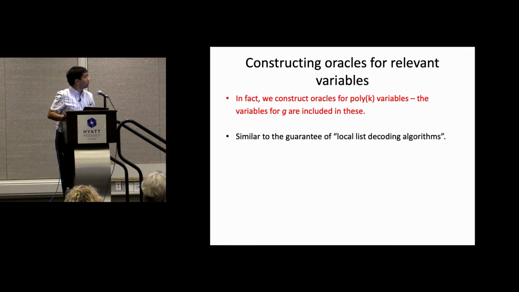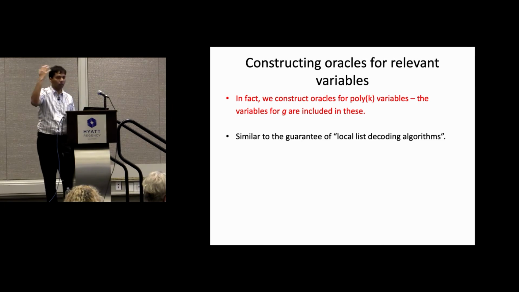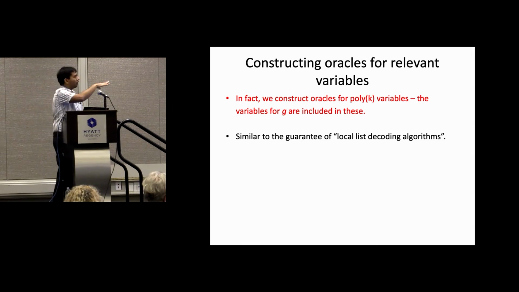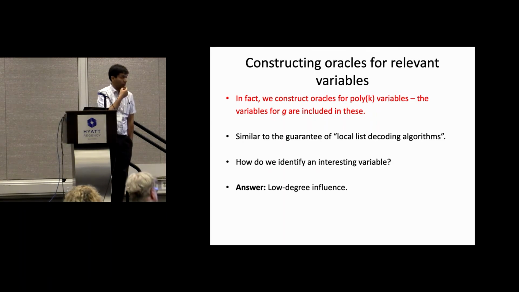Okay, so the thing is, how do we want to construct oracles for all the variables appearing in the best k junta G, and maybe a few more interesting variables? Maybe we'll construct oracles for poly k variables, and the variables in G will be included in this. How do we identify these interesting variables? We'll identify them by this notion of low degree influence.